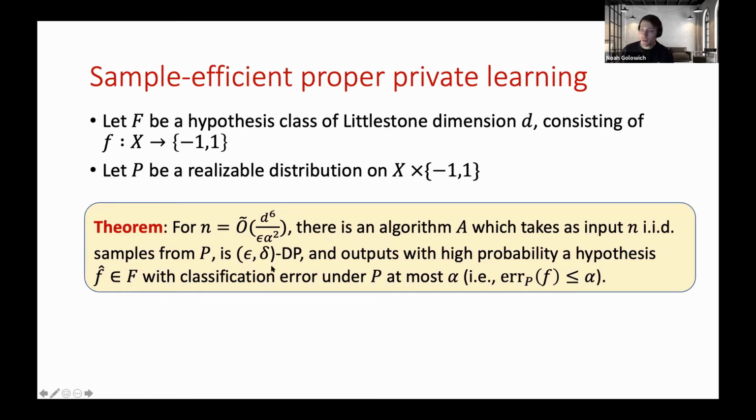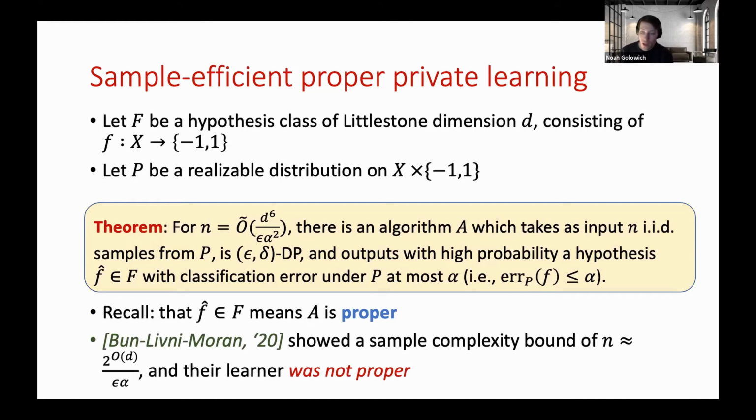Note that the parameter delta doesn't explicitly show up in the sample complexity bound. That's because the dependence on delta is polylog 1 over delta, so I'm hiding it in the Õ notation. The fact that the hypothesis output by the learner belongs to the class F means that our algorithm is a proper learning algorithm. And as I mentioned before, the previous best known bound was exponential in the Littlestone dimension. And also that learner was not proper. So we improve both qualitatively and quantitatively on these prior bounds.